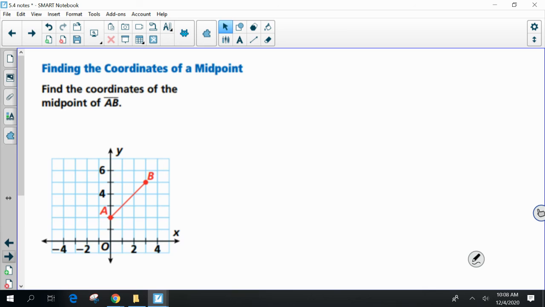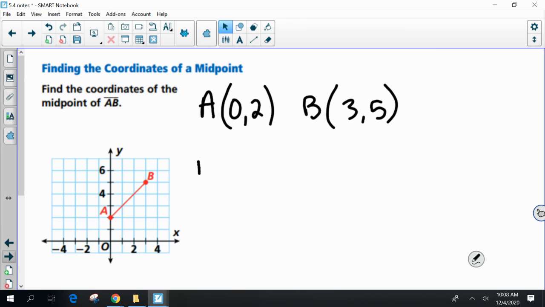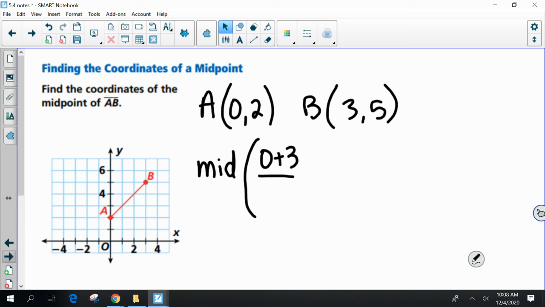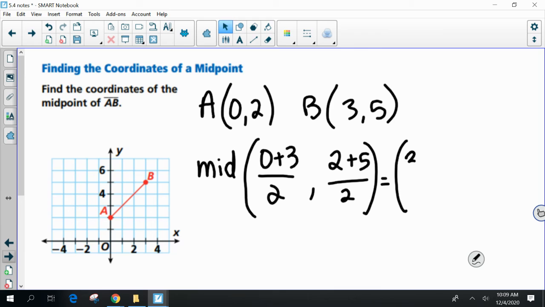Okay, so what did you get for the coordinate A? 0, 2, and then B, 3, 5. So then if I plug this into my midpoint formula, I have 0 plus 3 divided by 2, and then 2 plus 5 divided by 2. So if I simplify that, I have 3 over 2, comma 7 over 2, and can those fractions be simplified? You can make them into a decimal or a mixed number, but I would just leave them improper.